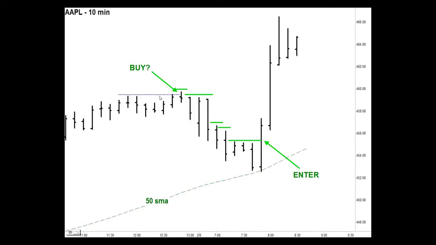Now, right here, someone might say, well, we just broke out, so I'm going to buy. Well, rather than do that, if you have a buy signal, apply the confirmation technique. And once price traded above on this 10-minute bar, you would have entered and got a much better price around 455, and in about 30 minutes you would have made roughly 10 points in Apple. All because you're using the two edges we shared with you, the buy-sell line and the confirmation technique.